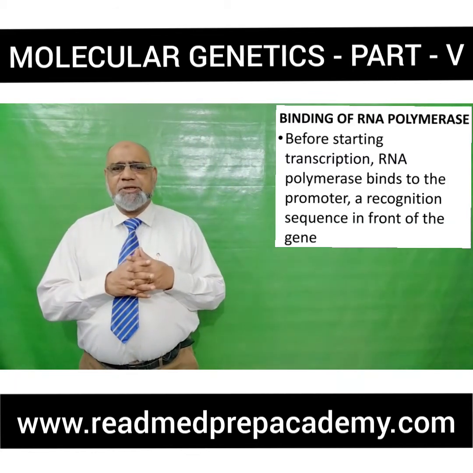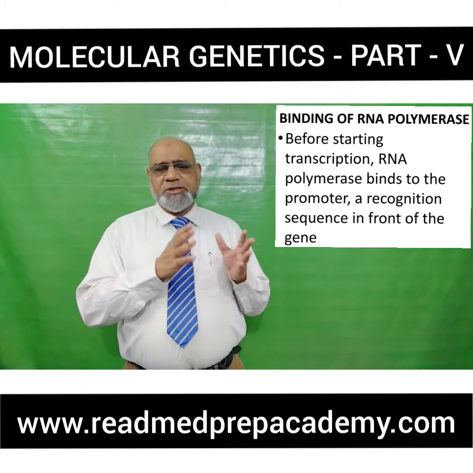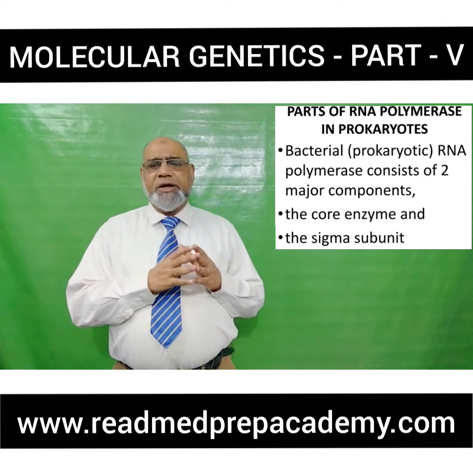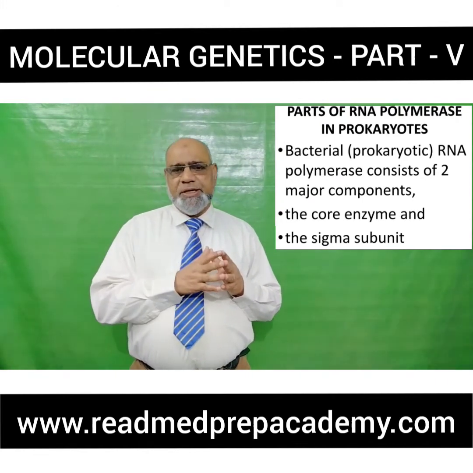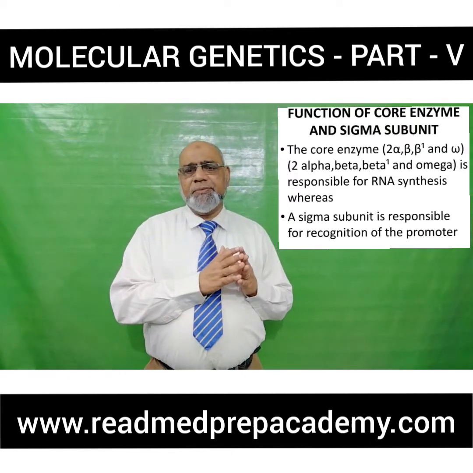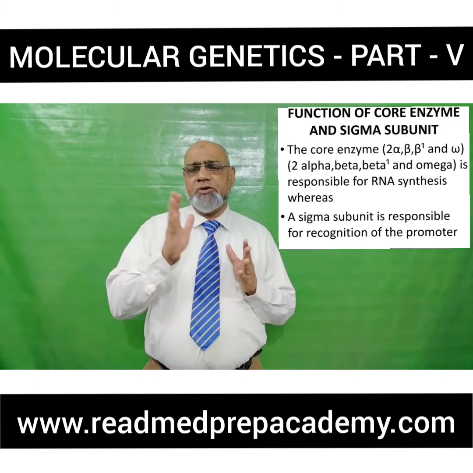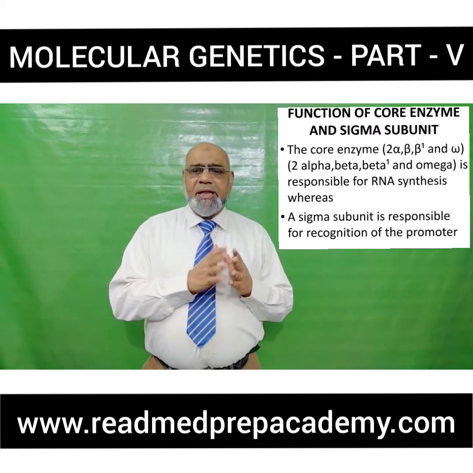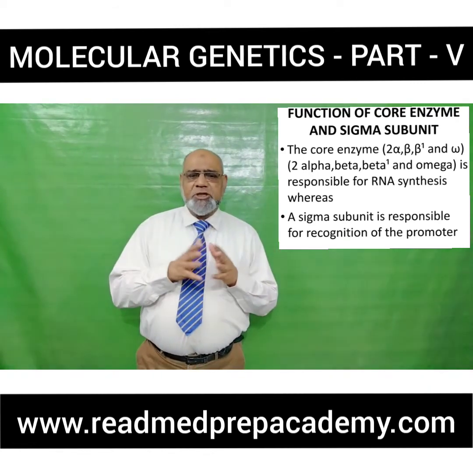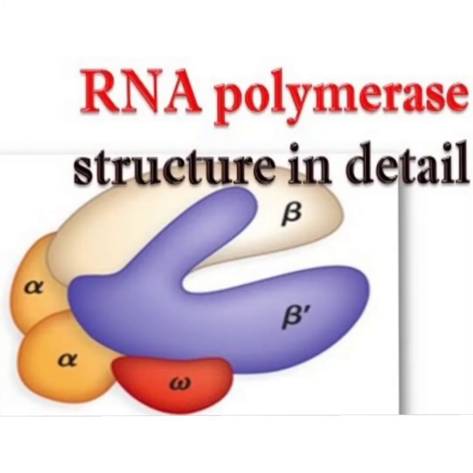Before starting transcription, RNA polymerase binds to the promoter site, which is a recognition sequence in front of the gene. Bacterial prokaryotic RNA polymerase consists of two major components, the core enzyme and the sigma subunit. The core enzyme is made up of 2 alpha, beta, beta prime and omega. And this is responsible for the RNA synthesis, whereas the sigma subunit is responsible for recognition of the promoter. Here you can see the structure of the RNA polymerase, where you have 2 alpha, 1 beta and beta prime and omega.